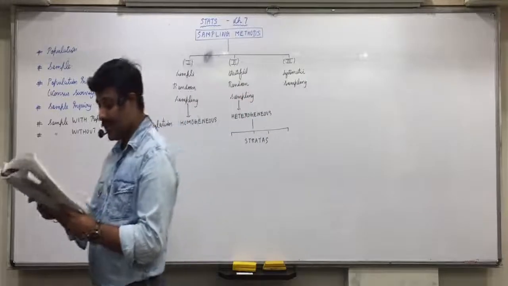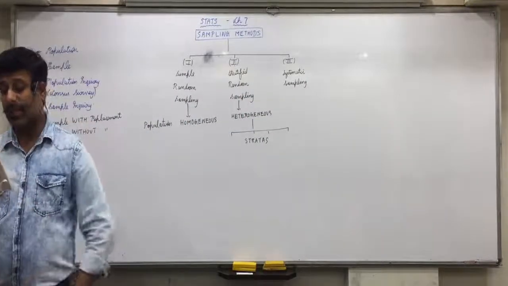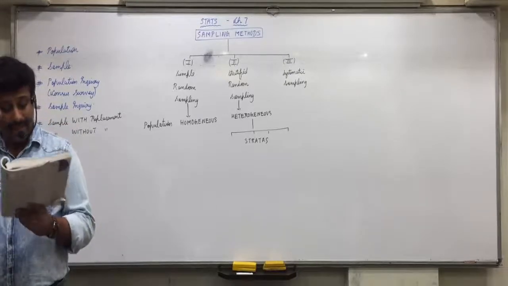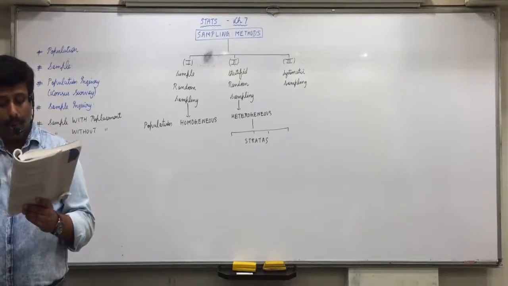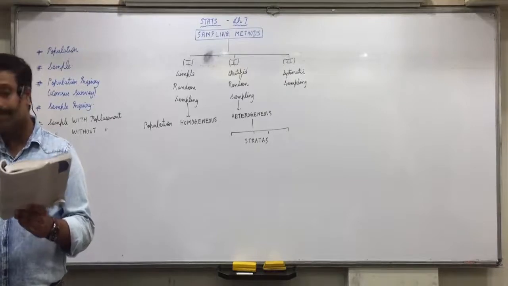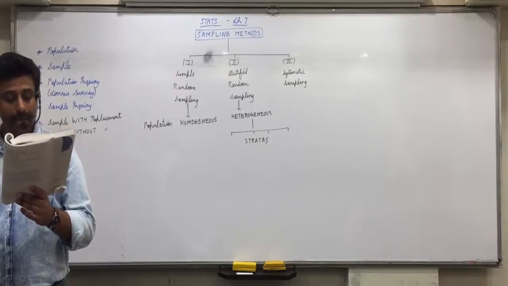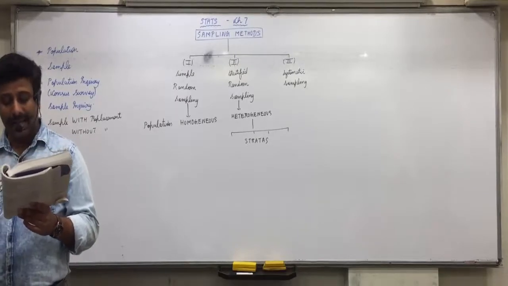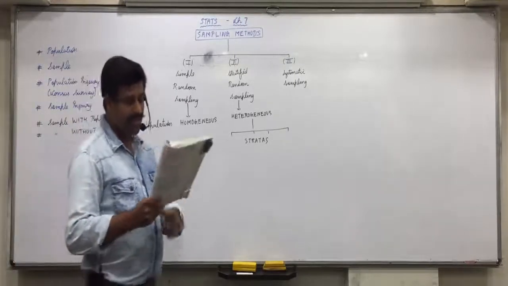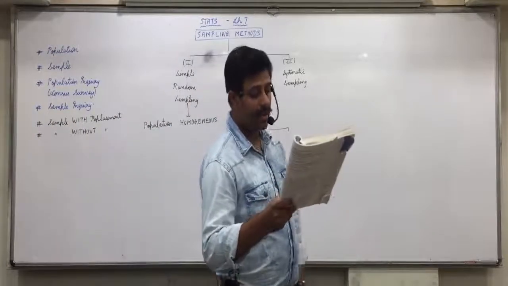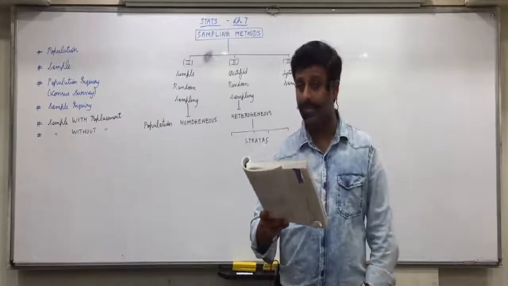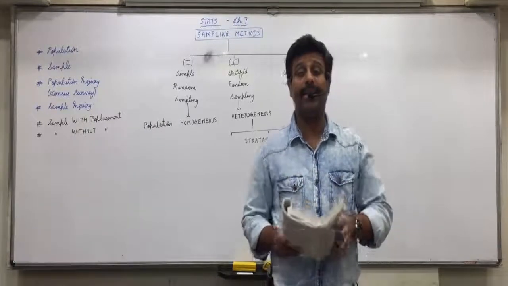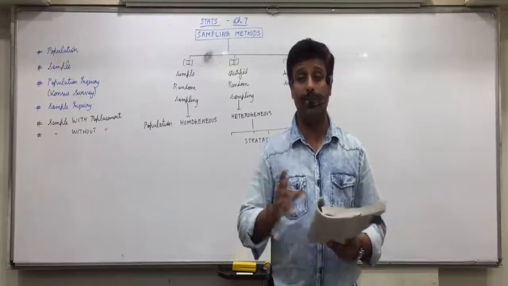Characteristics of an ideal sample. First point, underline, represent the population. Second, no favor or prejudice. Third, selected in same time and condition. Fourth, selection independent. And fifth, size adequate, means it should neither be too big nor too small.